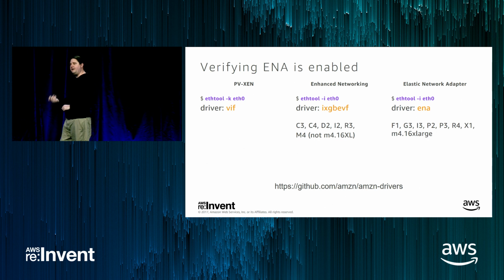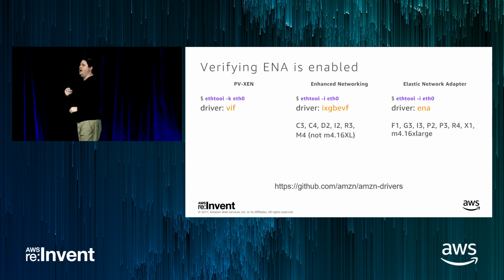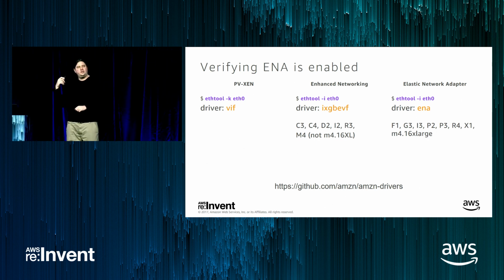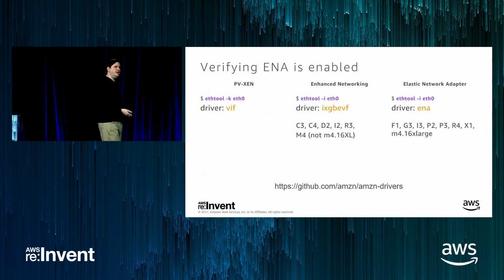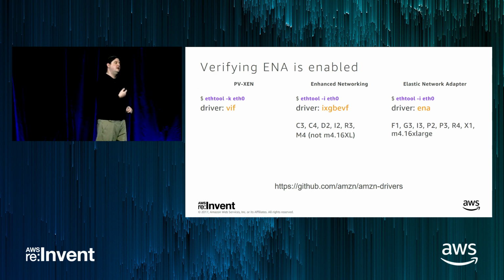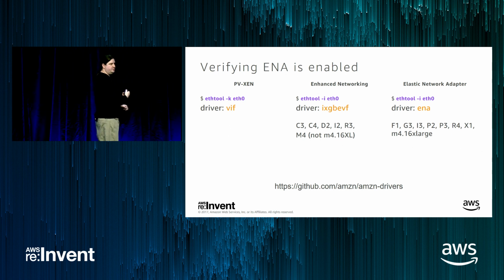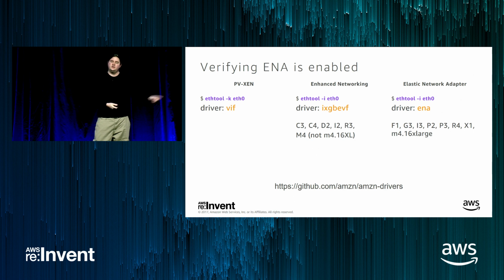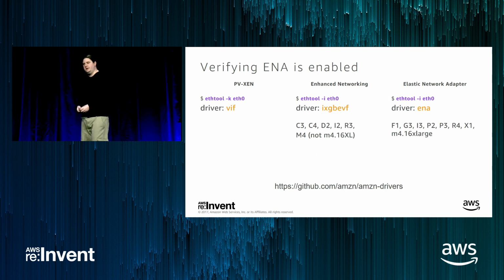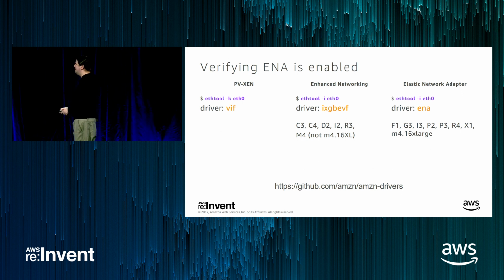If you want to get the drivers for the ENA device, you can download them from their website. We've actually pushed them upstream into Linux 4.9. So if you're running the latest Amazon Linux AMI, if you're running the latest kernel from other distributions, you should be able to get it for free. If you want to do more exotic things, if you're running DPDK, there's also DPDK drivers at that address, as well as FreeBSD drivers.